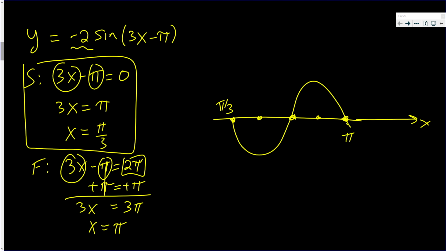So now, what's the middle? What's 1/3 plus 1 over 2? That is, remember this is 3/3. What is 4/3 divided by 2? It is 2/3. 2/3 pi. 1/3 pi, 2/3 pi here, and then 3/3 pi. Okay, wonderful.